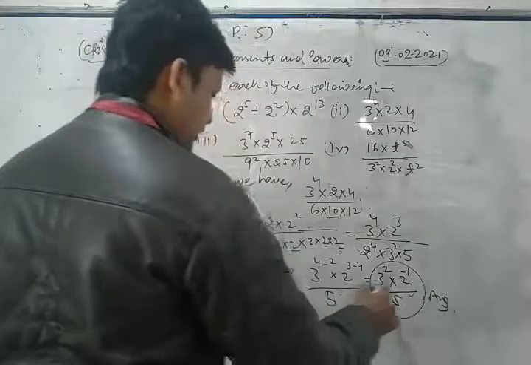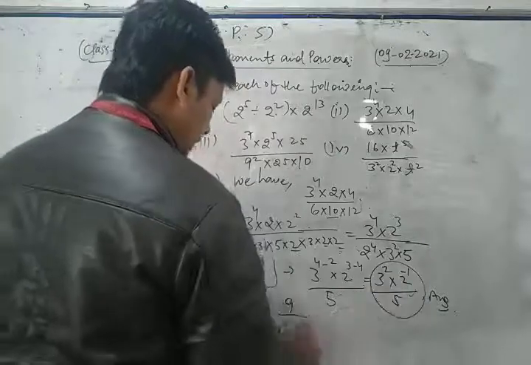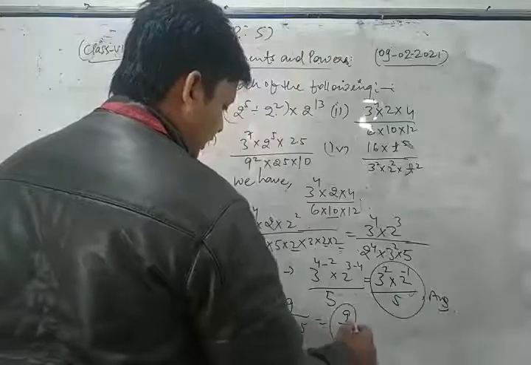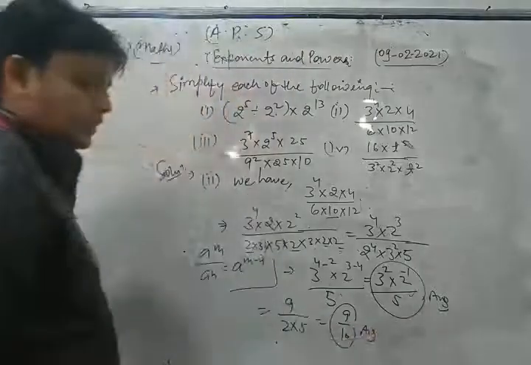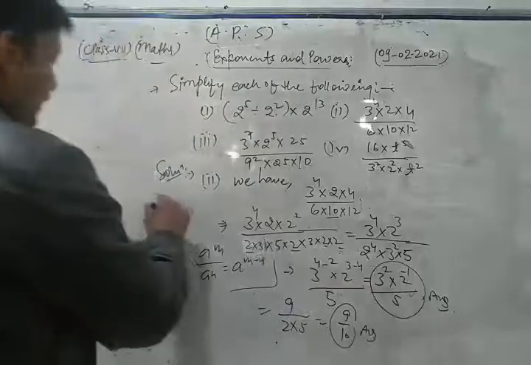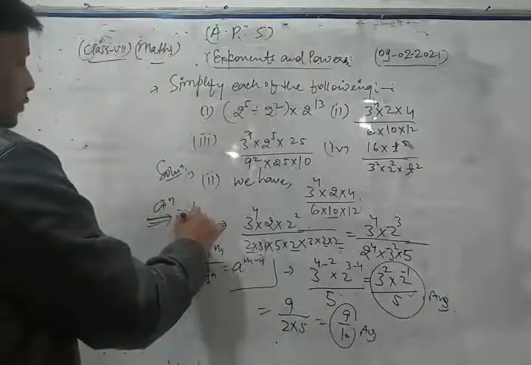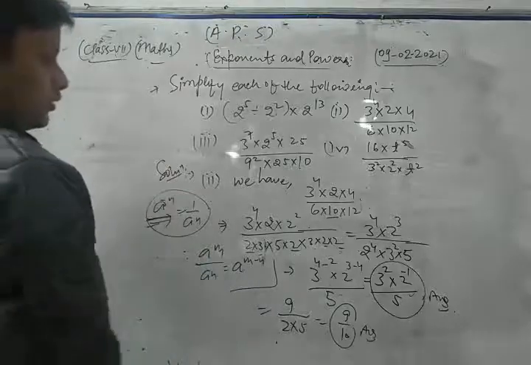Let's see that 3 3s are 9 and 2 power 1, write in this way, 2 into 5, so 9 upon 10. We also write the answer 9 upon 10. This is also the answer. Now, you know that a power minus n we write as 1 upon a to the power n. This is also a very important law of exponent.